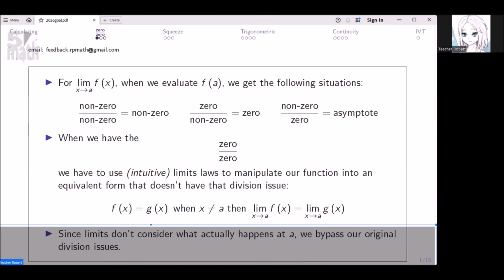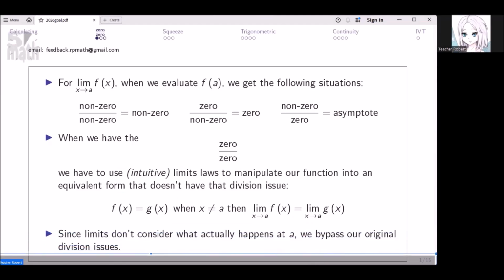If f of x equals g of x, where x doesn't equal a, then the limit as x approaches a of f of x equals the limit as x approaches a of g of x. Since limits don't consider what actually happens at a, we bypass our original division issues.